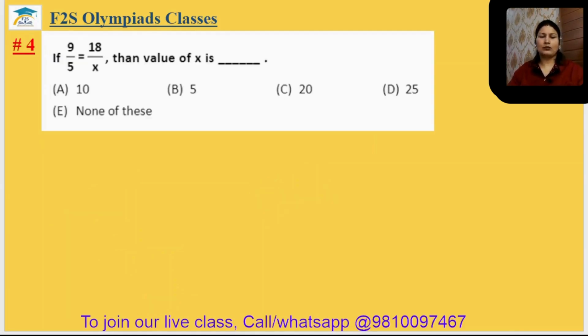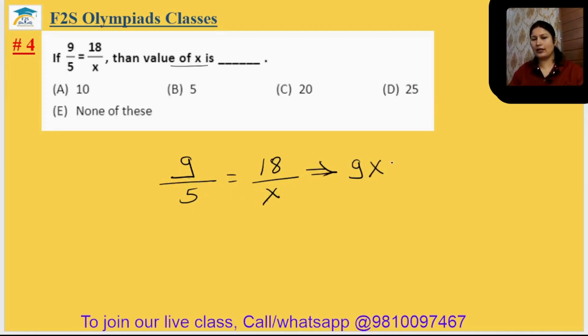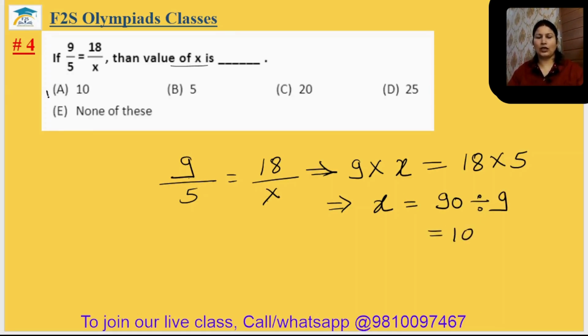Okay. Come to question number 4. 9 by 5 equal to 18 by x. Find the value of x. So 9 by 5 equal to 18 by x. This implies 9 will be multiplied with x. 9 multiplied by x should be equal to 18 multiplied by 5. That is, x should be equal to 90 divided by 9. This is 10, option A. Fourth answer is option A.